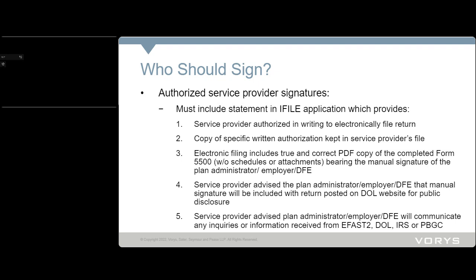A copy of the specific written authorization is kept in your service provider's files. The electronic filing includes a true and correct PDF copy of the completed Form 5500 bearing the manual signature, so you have to make sure that you have the manual signature on file. The service provider advised the plan administrator that the manual signature will be included with the return posted on the Department of Labor website for public disclosure.